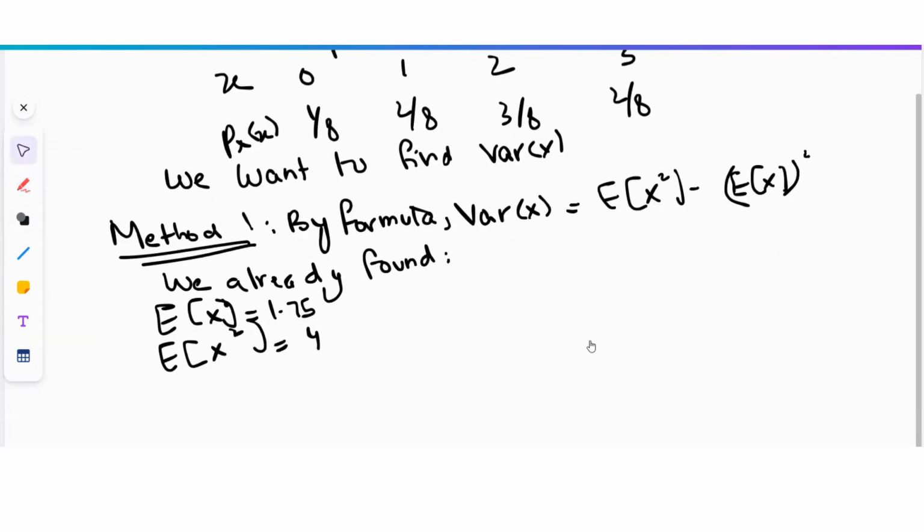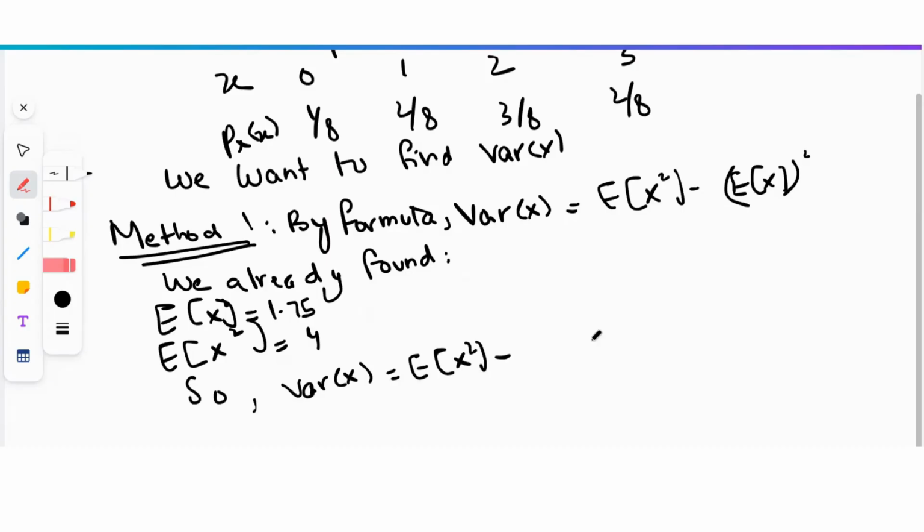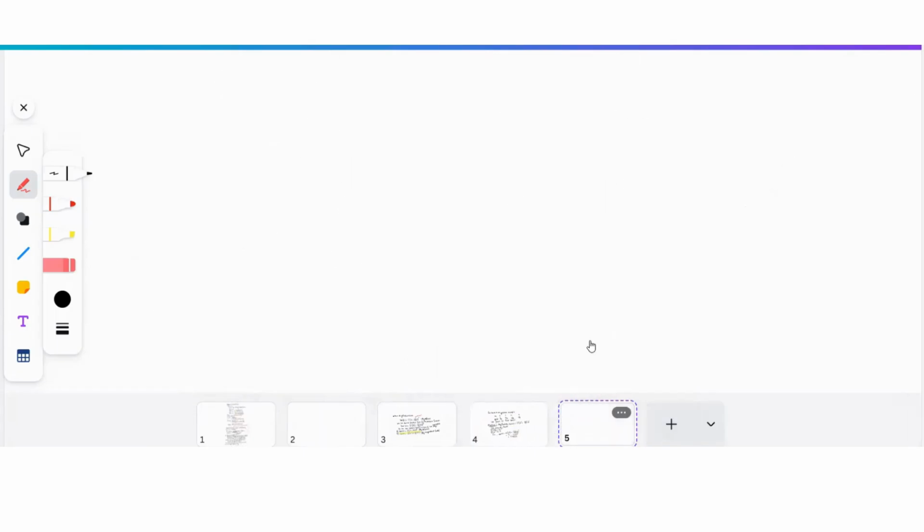So since we already have these values, like we already calculated them, if we didn't have them, then we would first find expected value of x and expected value of x squared, and then we would find variance of x equal to expected value of x squared minus expected value of x whole squared. So expected value of x squared we found is 4. Expected value of x whole squared is 1.75 squared. So this turns out to be 0.9379. Let's look at how we could use method 2 also, which is by definition.